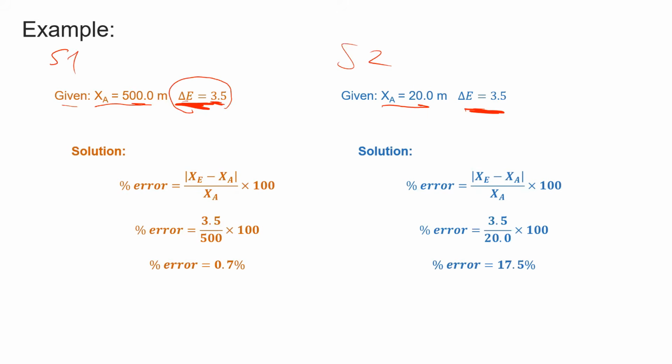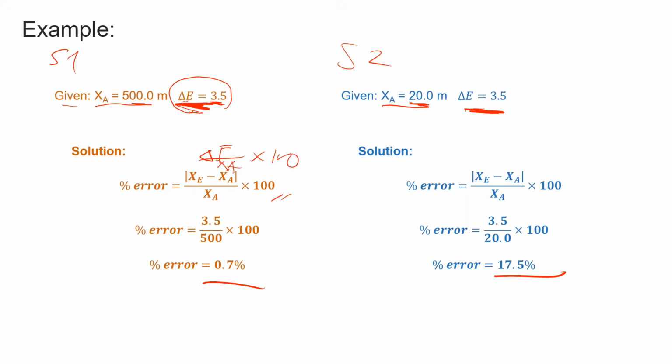So yung percent error natin, again, by using the formula and then substituting the value. Dito, given na yung absolute error, so no need for this one. So just change in E over X of A times 100. So 3.5 divided by 500 times 100 is 0.7%. Sa kabila naman sa situation 2, 3.5 divided by 20. Kung makikita natin dito, 20 lang yung accepted value natin. 3.5 divided by 20 times 100 is equal to 17.5%. So meron siyang 17.5% na error compared dito na 0.7%.